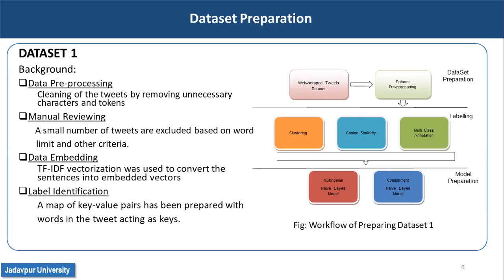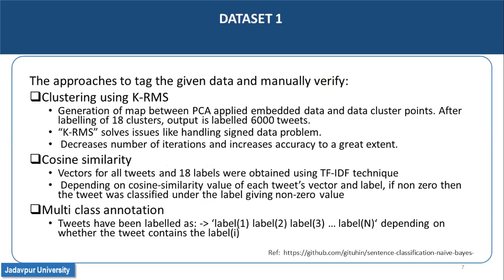Data preprocessing and manual reviewing. After that, data embedding has been done, where TF-IDF vectorization has been used to convert the sentences into embedded vectors, and then a map of key-value pairs has been prepared, with words in the tweets acting as the keys and the class labels as values. In this way, the labeling has been done. The approaches to tag the given data are shown here. This is the label generating process.